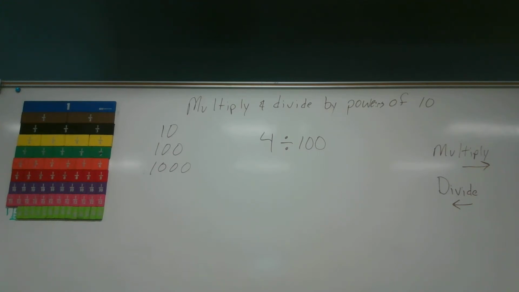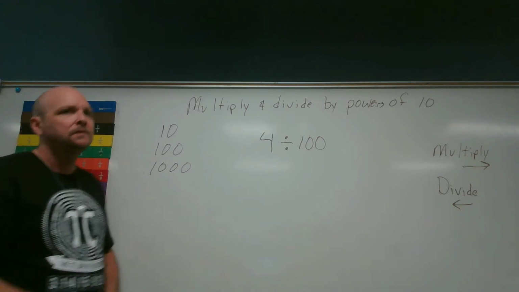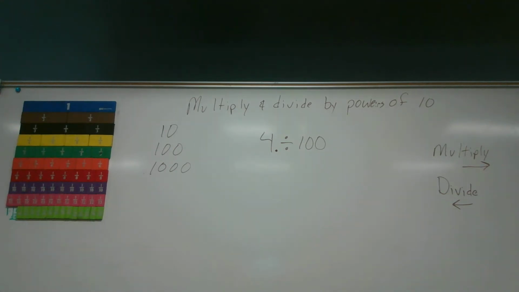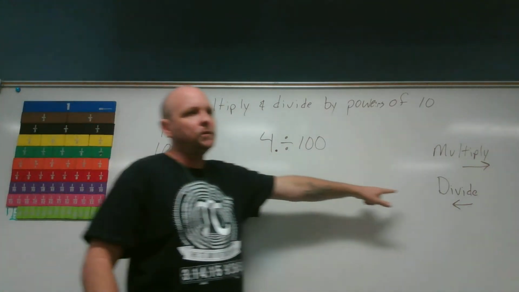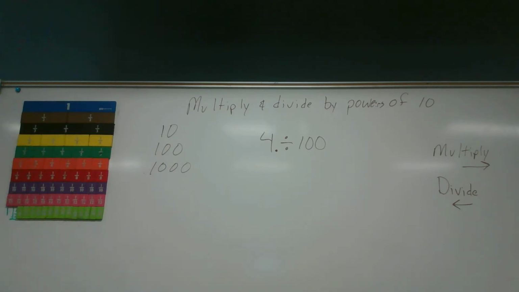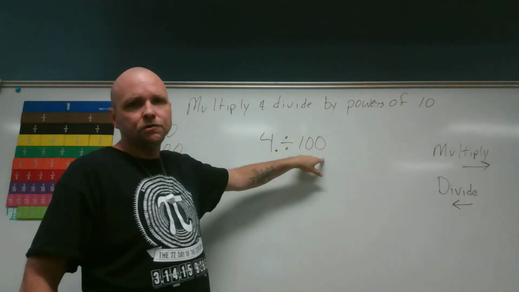Heaven, what number is in my first factor? What number's in the ones place? 4. So that means my decimal point is behind the 4, behind the ones place. So that's where my decimal point is. Now, Heaven, I said we have to move to the left when we divide. How many times to the left do I have to move it, Heaven? 2. Because there are 2 zeros.